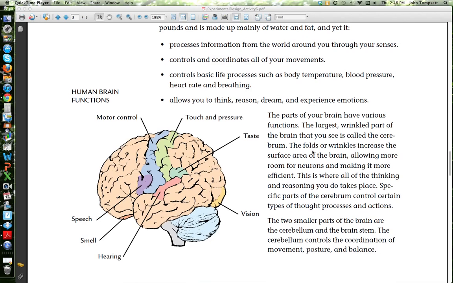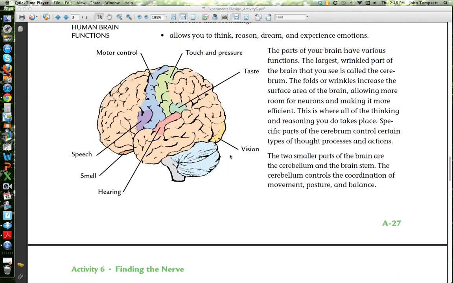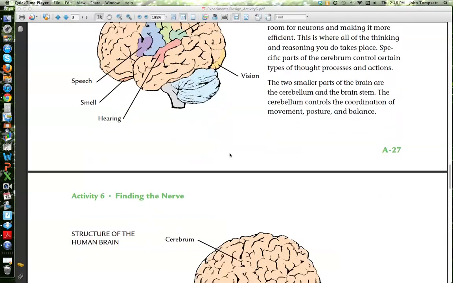The 2 smaller parts of the brain are the cerebellum and the brainstem. The cerebellum controls the coordination of movement, posture, and balance. And there you can see a diagram of the things that they're talking about. It might be a good idea to sketch that in your science notebook and label the parts.